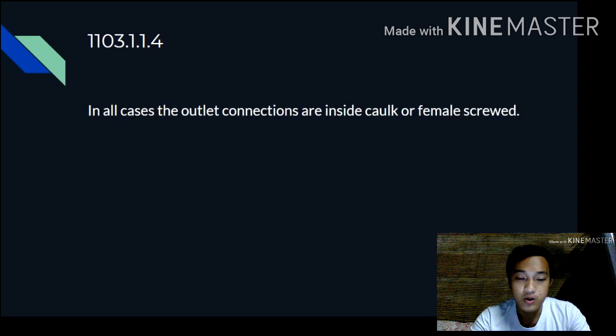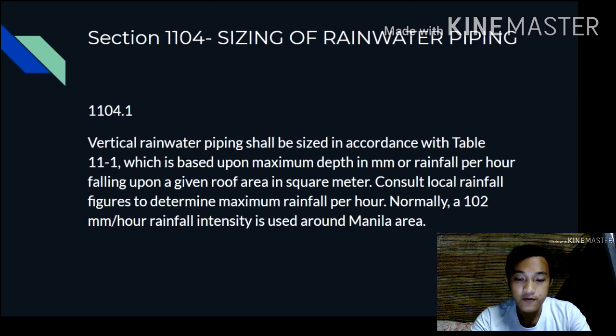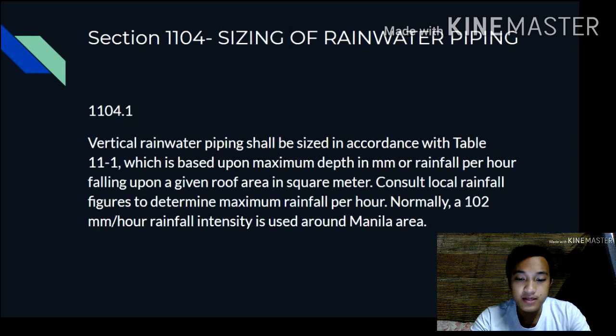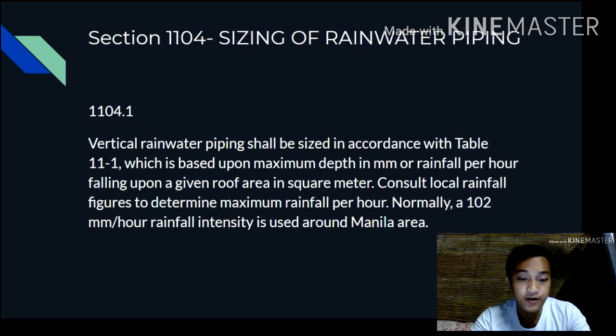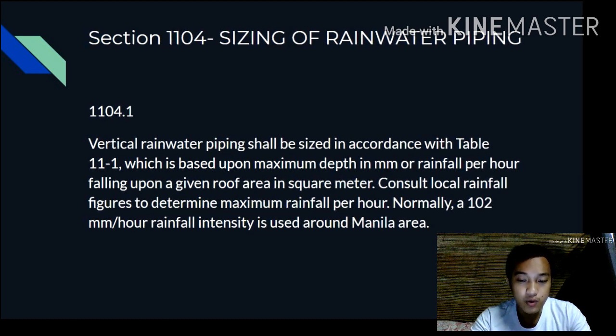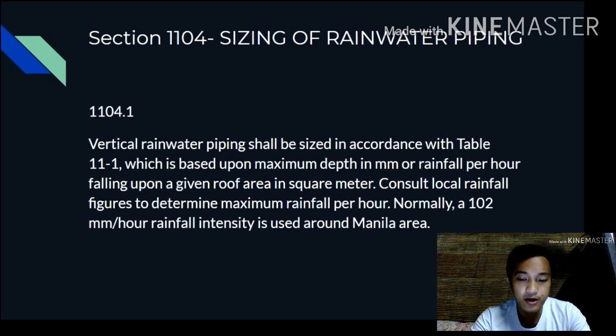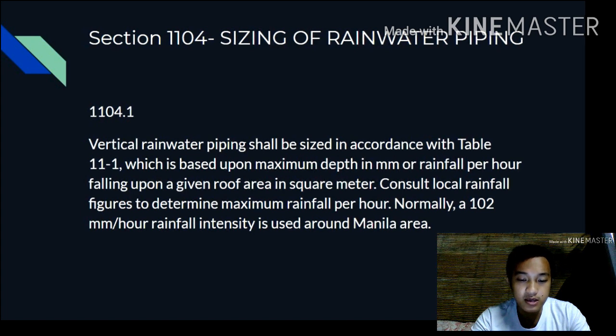Next, Section 1104 Sizing of Rainwater Piping. Vertical rainwater piping shall be sized in accordance with Table 11-1, which is based upon maximum depth in millimeters of rainfall per hour falling upon a given roof area in square meters. Consult local rainfall figures to determine maximum rainfall per hour. Normally, a 102 mm per hour rainfall intensity is used around the Manila area.